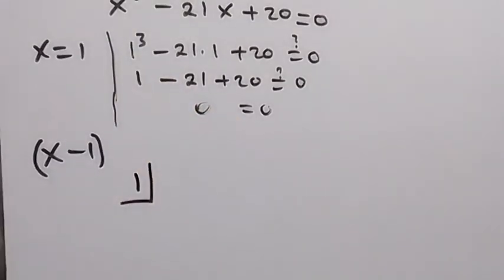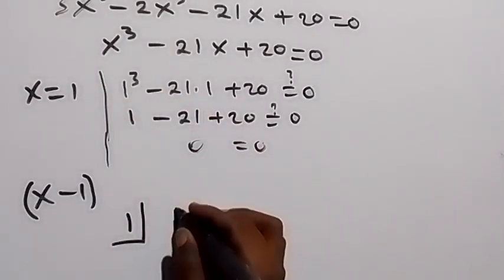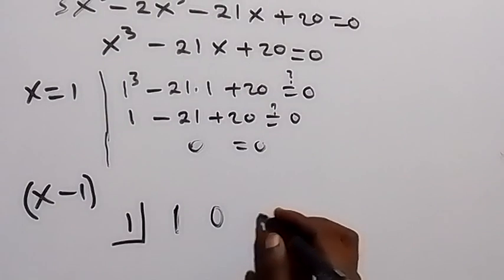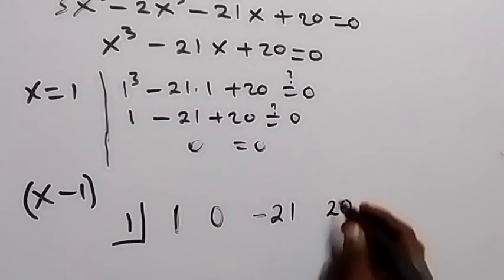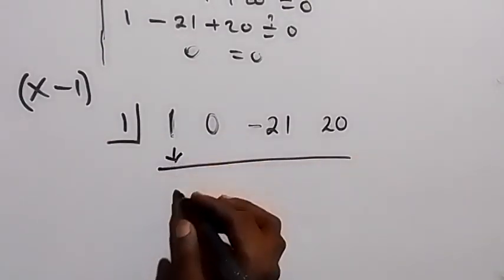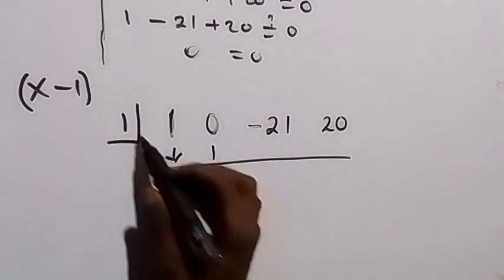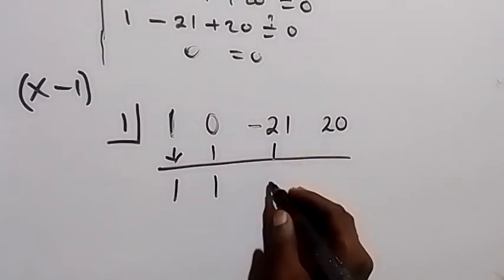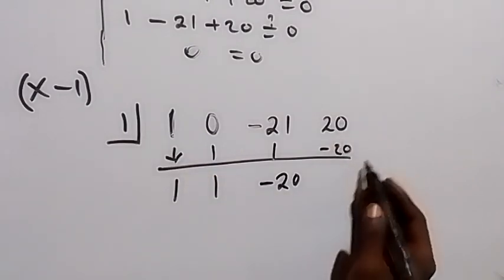Then we write the coefficients: 1 as the coefficient of x cubed, then the coefficient of x squared, no x squared there, that's 0, and the coefficient of x, that's minus 21, then the constant, that's 20. Then we use synthetic division. First we drop the 1, then 1 times 1 is 1, then 0 plus 1 is 1. Multiply again, 1 times 1 gives us 1, then we add again, minus 21 plus 1 is minus 20. Then we multiply again, 1 times minus 20 is minus 20, then 20 minus 20 is 0.